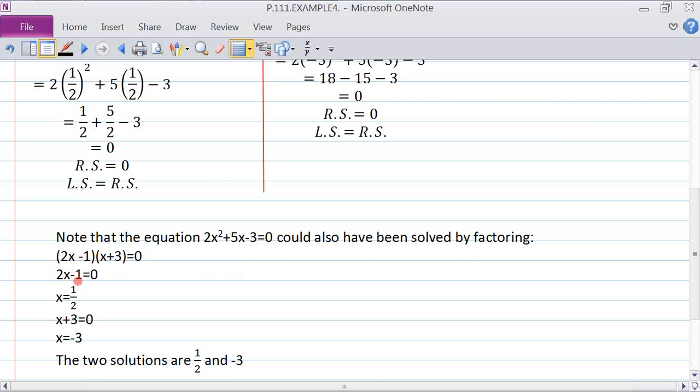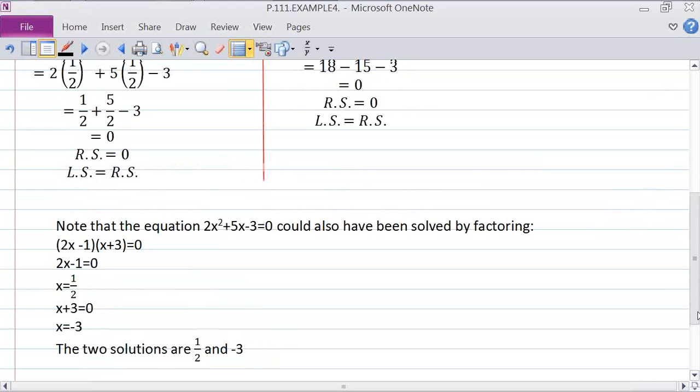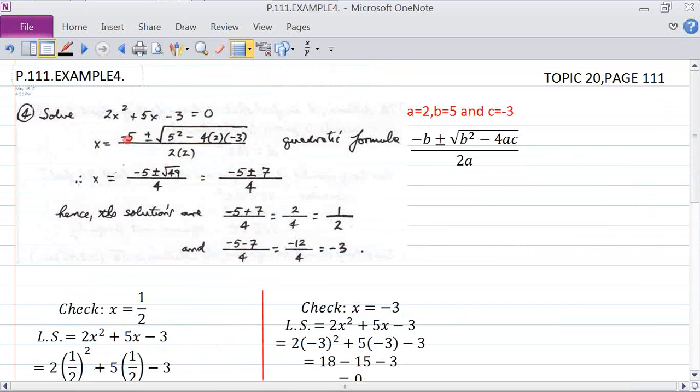So one of the solutions is 2x minus 1 equals 0, in which case x equals a half. And if x plus 3 equals 0, x equals minus 3. So the same solutions, a half and minus 3, can be obtained in two ways. You have two choices. You can do the factoring, or you can use the quadratic formula. If you see the factors right away, you can factor, but if you're not sure what the factors are, you can use the quadratic formula, because it will always give you the right answer no matter what, even if you don't know how to factor.